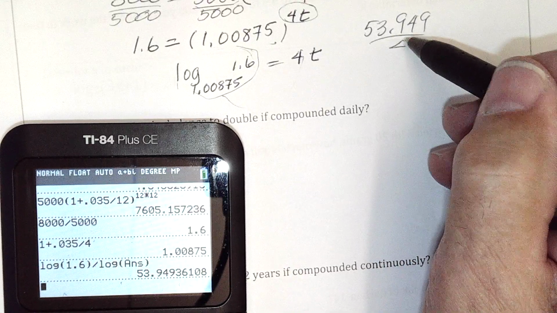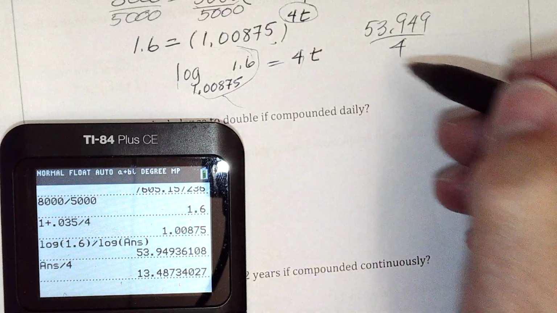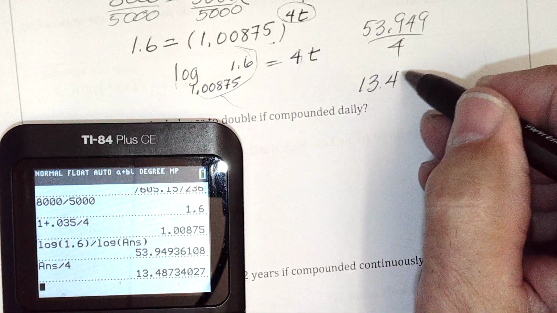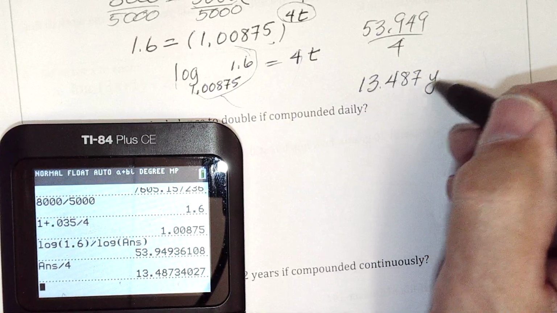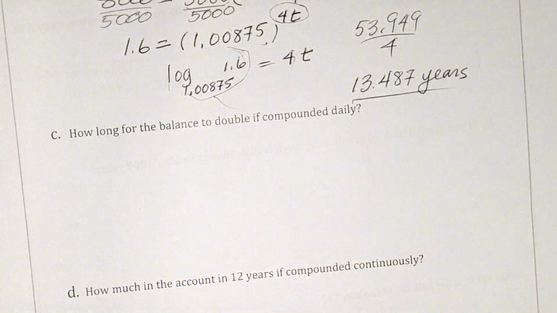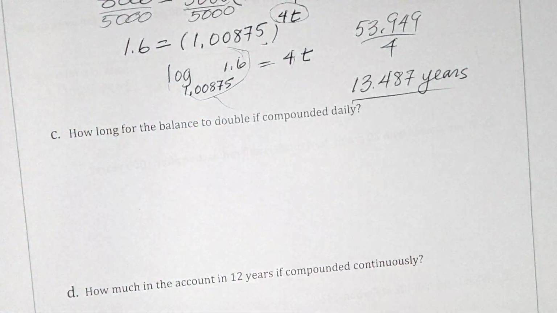So 53.949 divided by 4. I'm just going to go divided by 4 on my calculator, and it comes out to be 13.487 years. Roughly 13.4 years. That's the time it takes to go from 5,000 to 8,000.